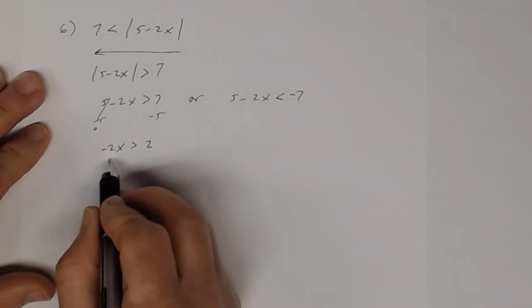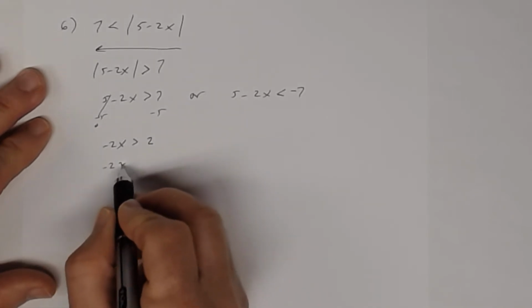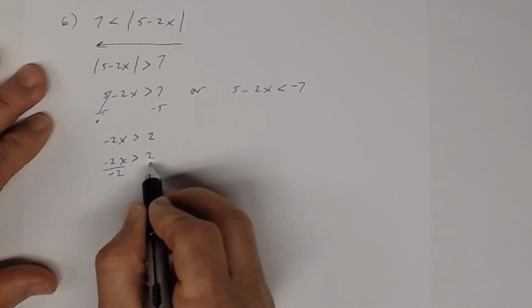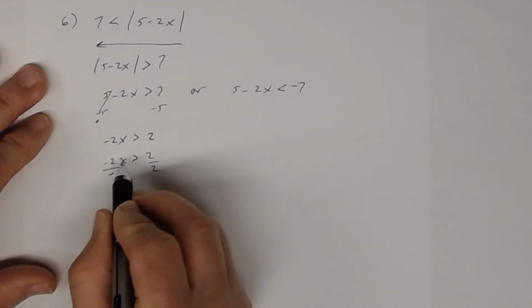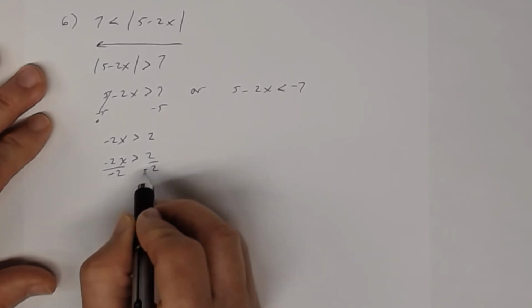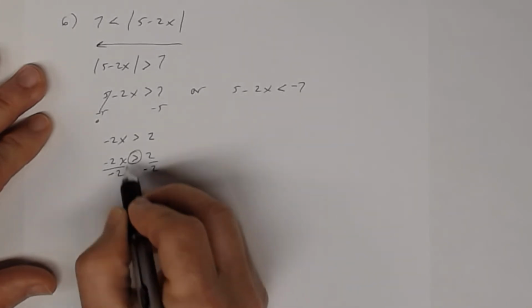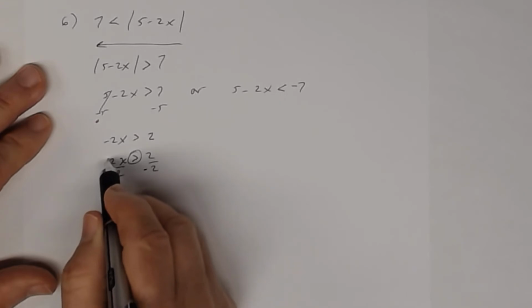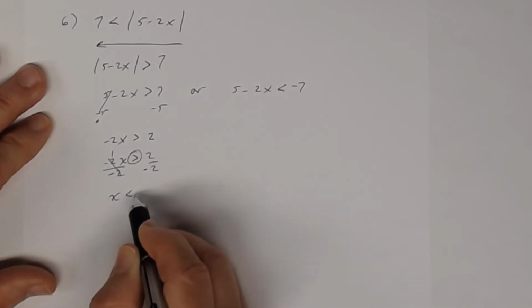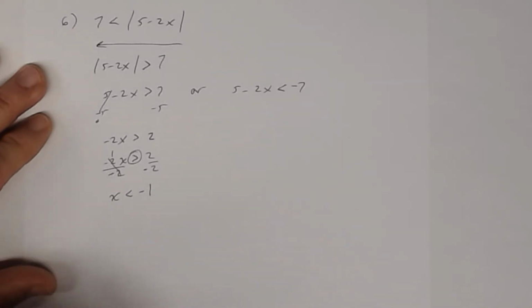All right, now be careful with the next step, right? So let me go ahead and rewrite this over to remind you. To get x by itself, I'm going to have to divide both sides by negative 2. So remember, when you divide or multiply both sides of the inequality by a negative number, which I am here, you have to reverse the inequality symbol. So negative 2 divided by negative 2 is 1. 1 times x is x. It's going to be less than negative 1.